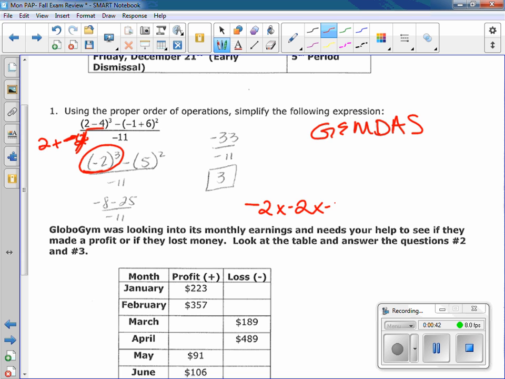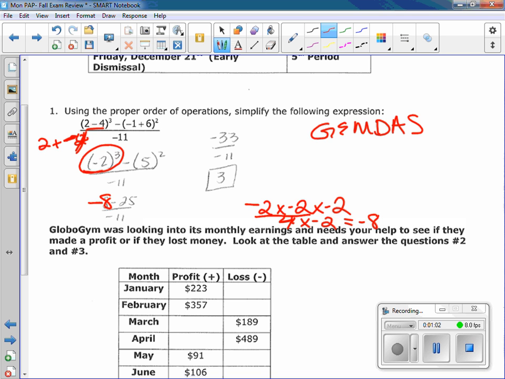Write it that many times. So an exponent of 3 means you write it 3 times. So negative 2 times negative 2 is positive 4 times negative 2. Positive 4 times negative 2 is negative 8. So we have a negative 8 minus, and then 5 squared is 25.